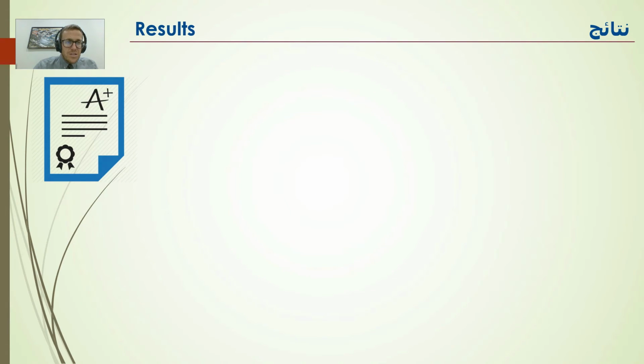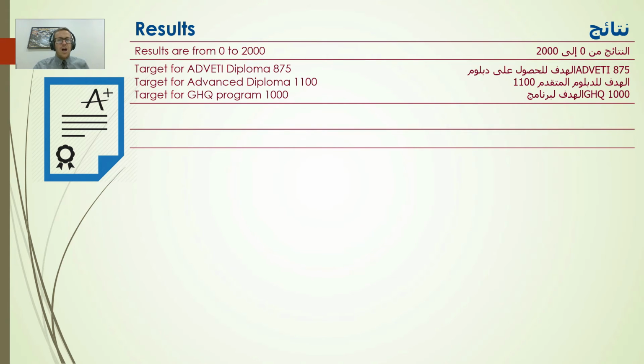Let's move on to results. Your results are from 0 to 2000. 2000 is the highest possible score. To get into ADVETI Diploma, it's 875. To get into Advanced Diploma, it's 1100. And GHQ students are looking to get 1000.